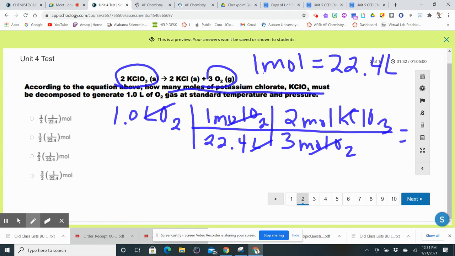So that's 2/3 times 1 over 22.4. I think I put the KClO3 on the bottom. So I had the 3 over 2. Oh, okay. I had everything else good, but I just switched the 2. All right.